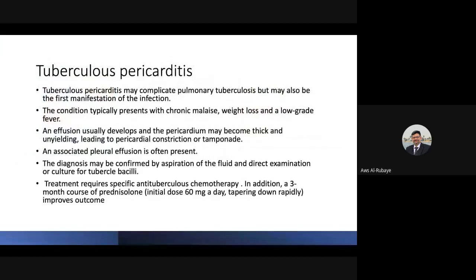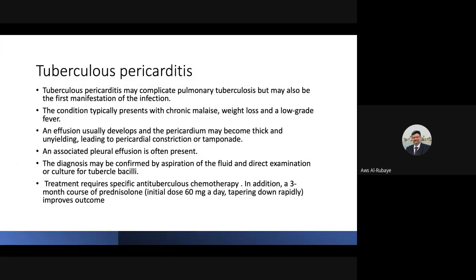Tuberculous pericarditis can complicate pulmonary tuberculosis, but may also be the first manifestation of the infection. The condition typically presents with chronic malaise, weight loss, and low-grade fever. An effusion usually develops, and the pericardium may become thick and unyielding, leading to pericardial constriction or tamponade. That is, when we try to aspirate, sometimes the fluid cannot be aspirated because it is thick. You can sometimes find an associated pleural effusion.